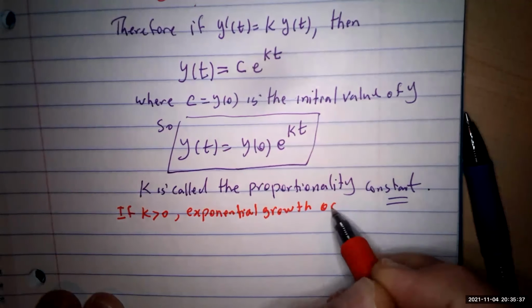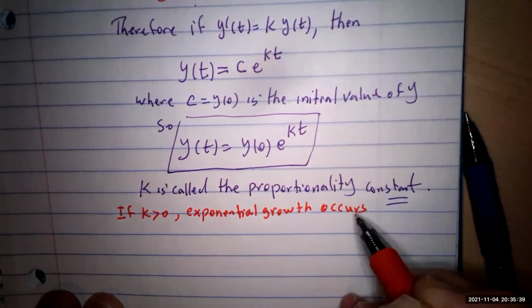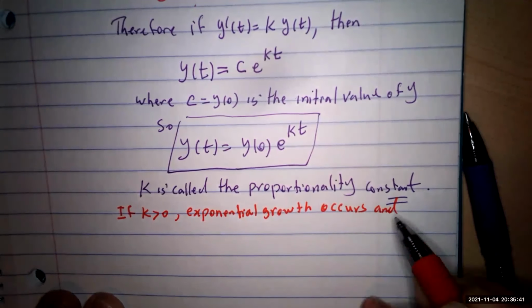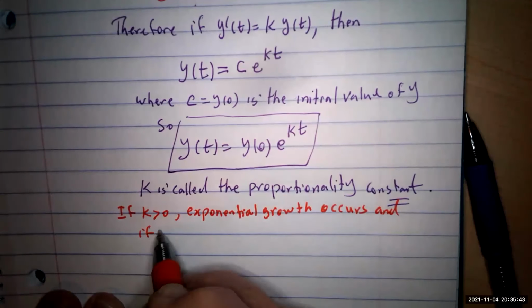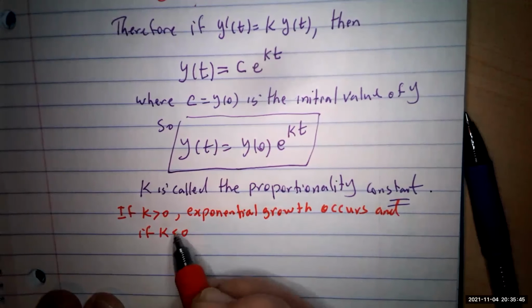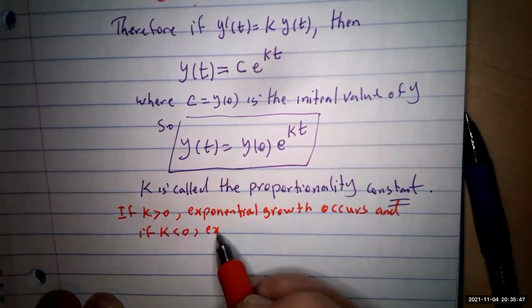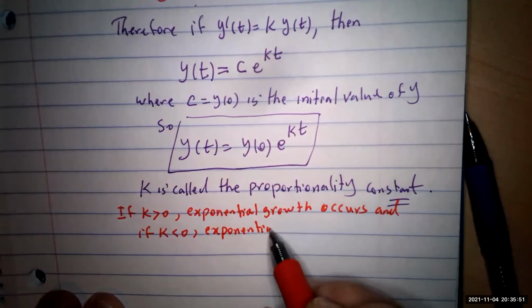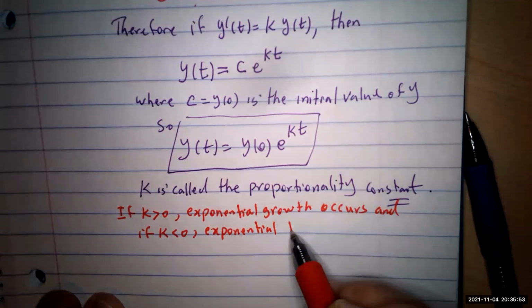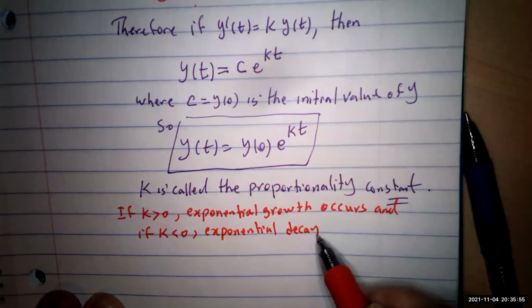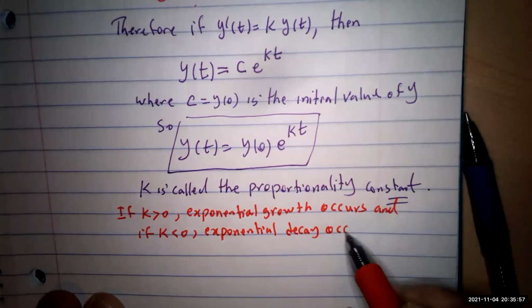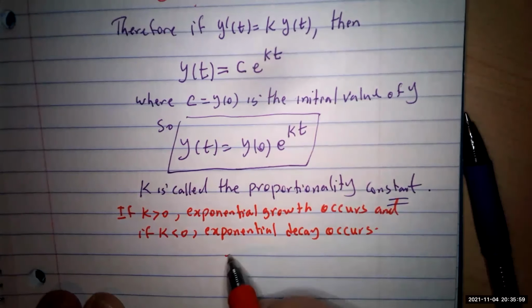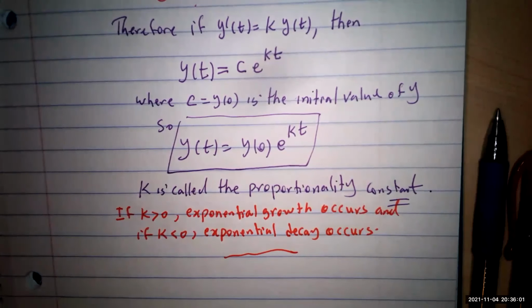Okay, growth occurs. And if k is negative, if k is going to be negative, then exponential decay occurs. So this is the case that we have.